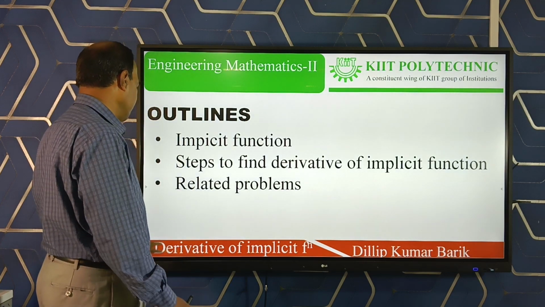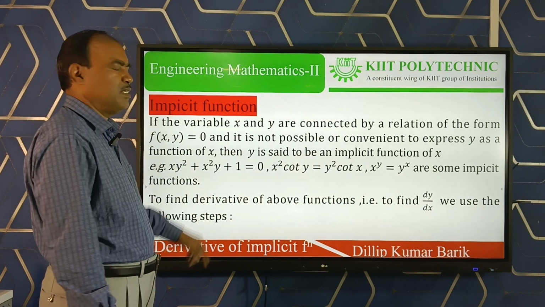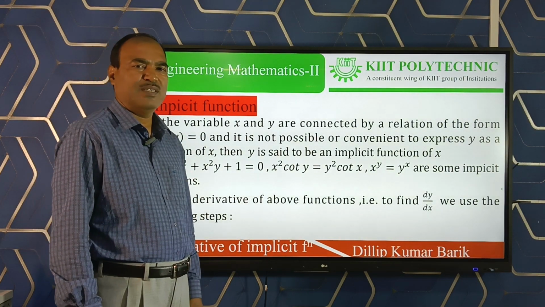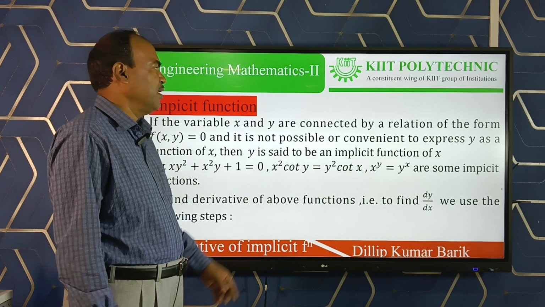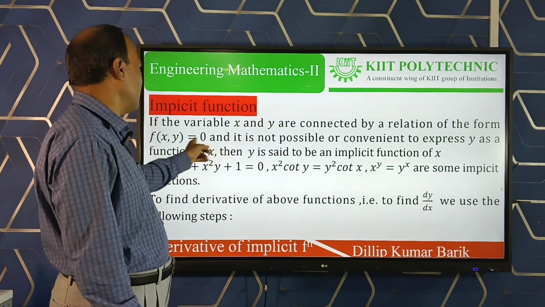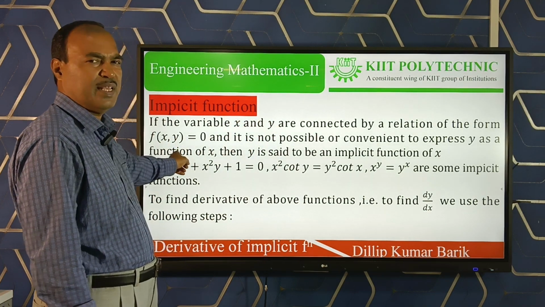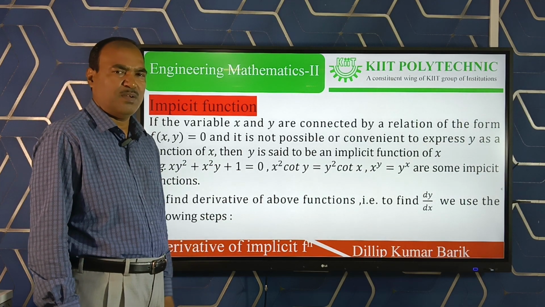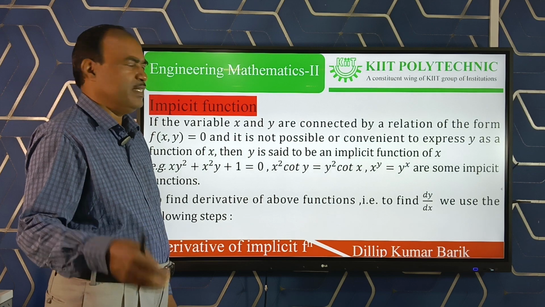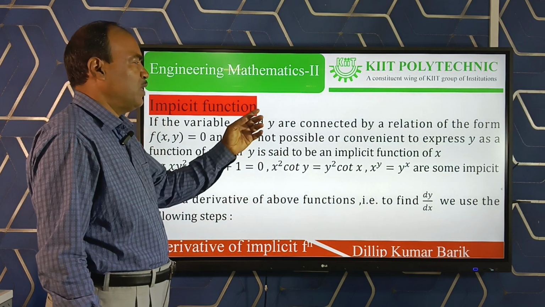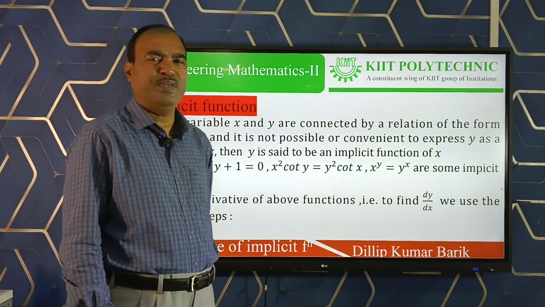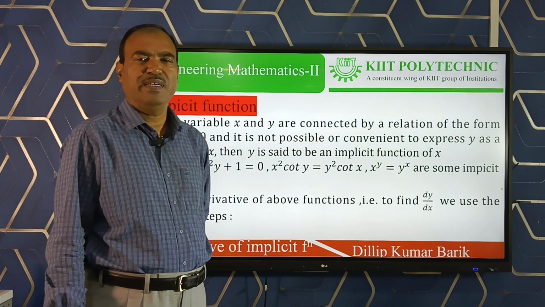So let us discuss. This is the implicit function, meaning if the variables x and y are so connected, so related, that the relation is of the form f(x, y), a function of both x and y, equal to 0, and it is not possible or convenient to express y as a function of x, then y is said to be an implicit function of x.